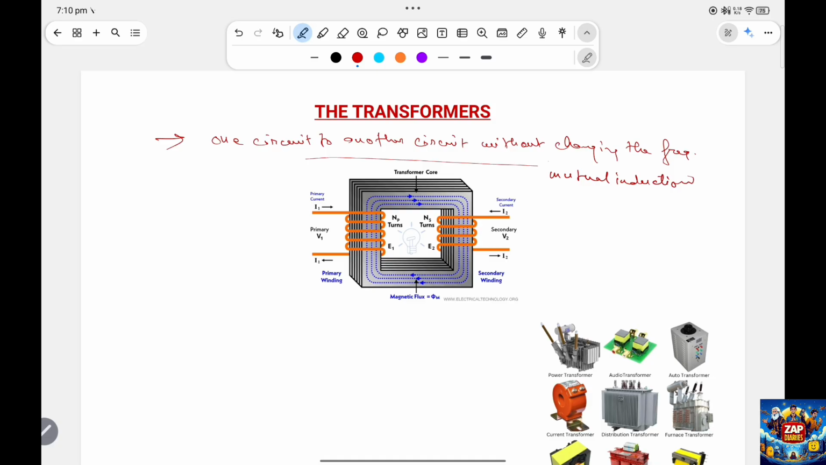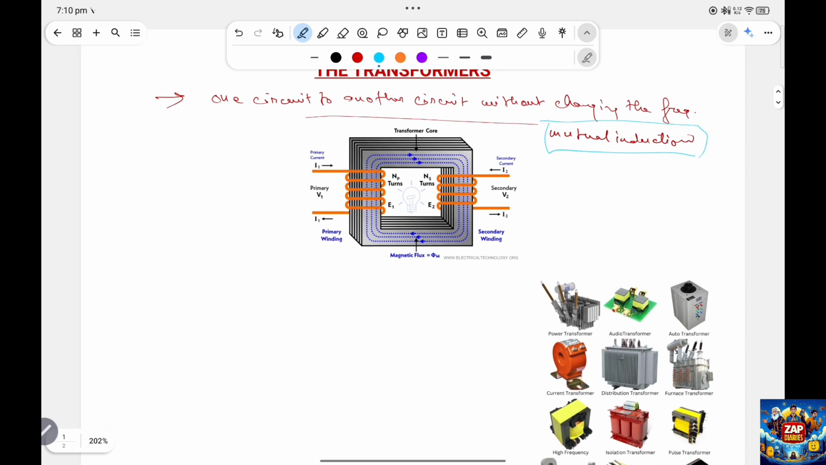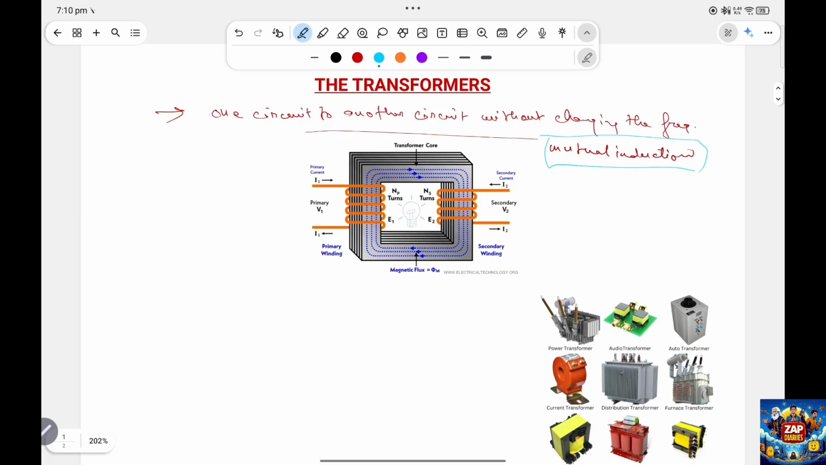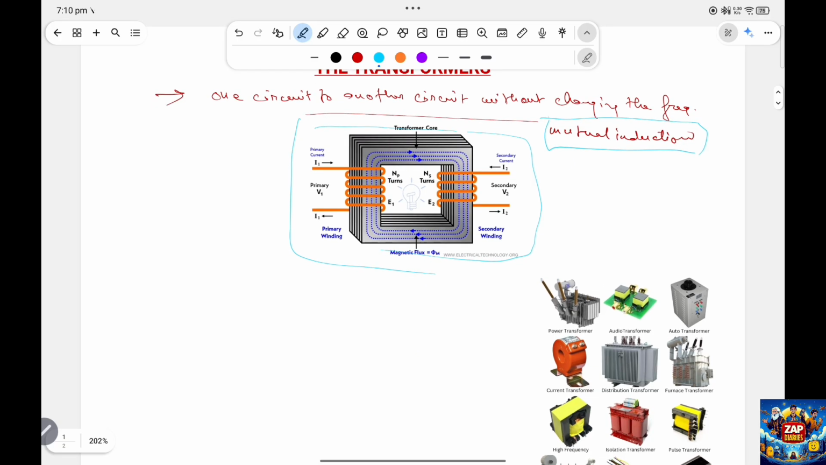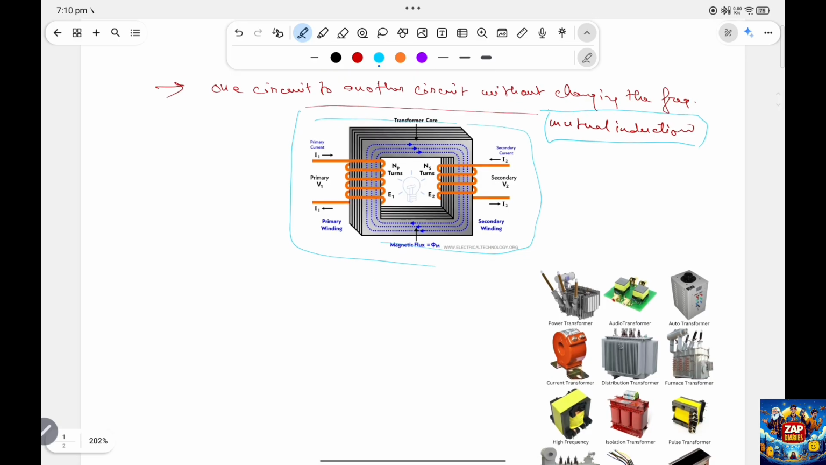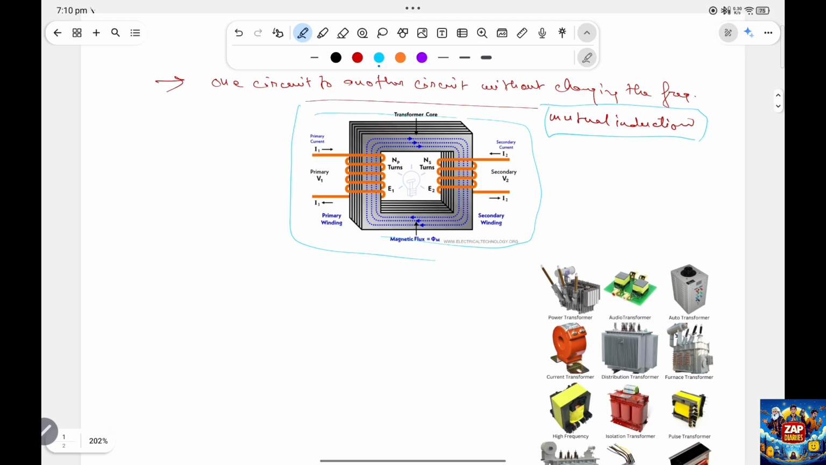Okay, so by the term mutual induction, we can derive the working principle of this thing. So I have a transformer over here. It's a basic diagram, and we'll try to visualize what mutual induction does to a transformer and its operation. Okay, so let's explain the principle of mutual induction.